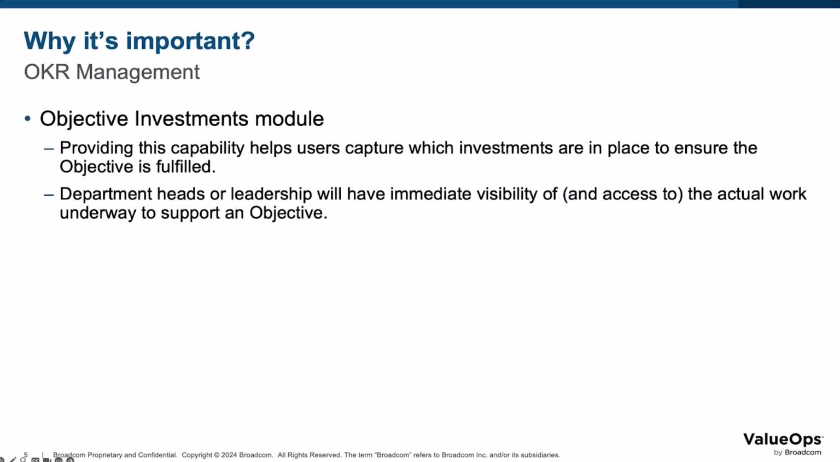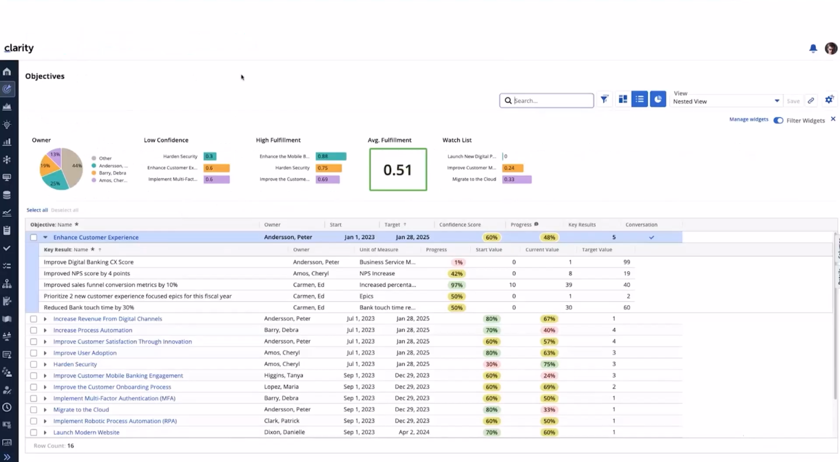So let's get started with the demonstration. I will start right here from the objectives workspace. And as I mentioned, this feature includes a new investment module that is configured via an objective blueprint. So let's take a look at that blueprint capabilities.